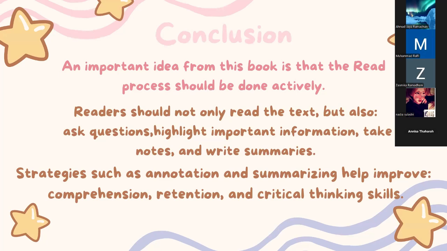Conclusion. An important idea from this book is that the reading process should be done actively. Readers should not only read the text but also ask questions, highlight important information, take notes, and write summaries. Strategies such as annotation and summarizing help improve comprehension, retention, and critical thinking skills.